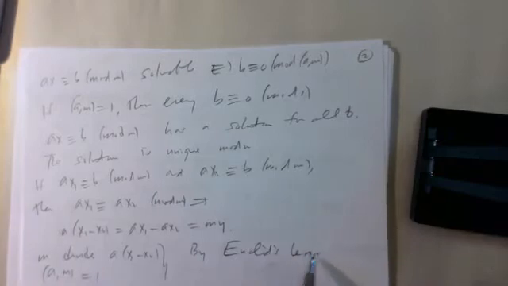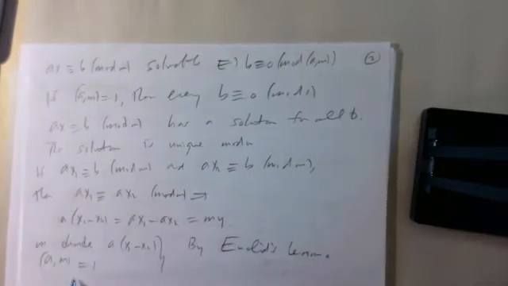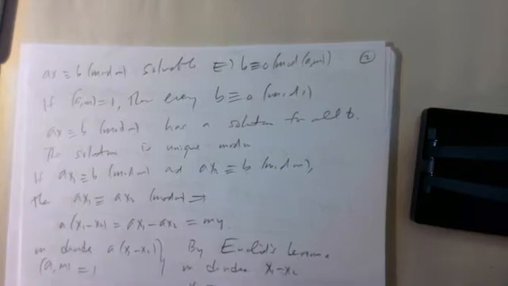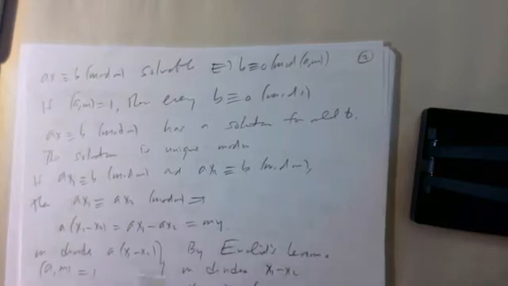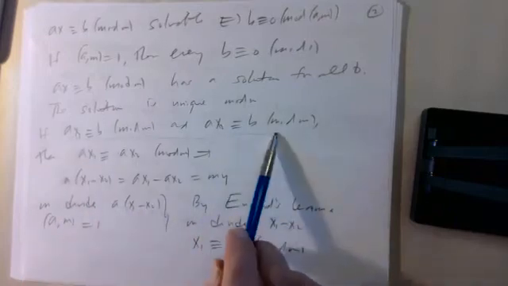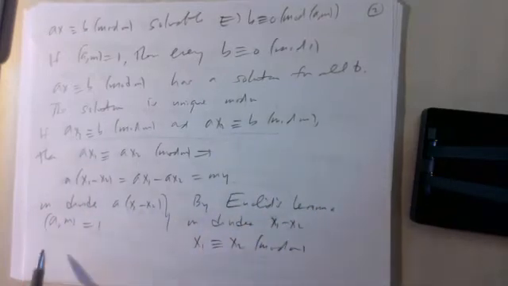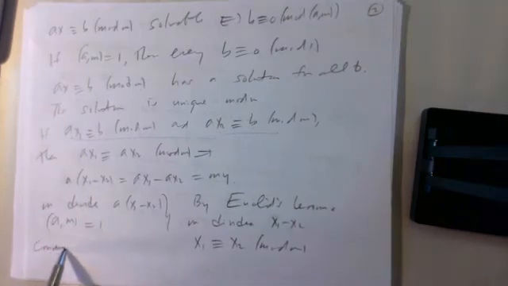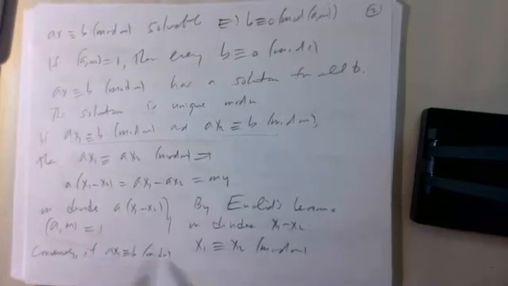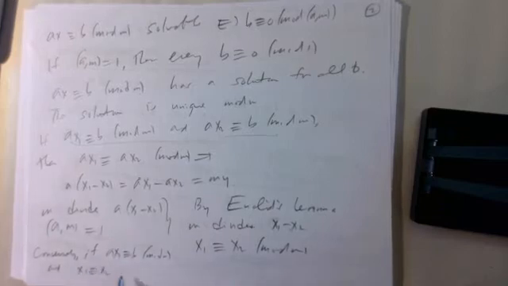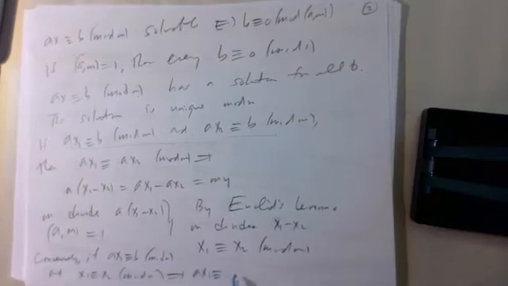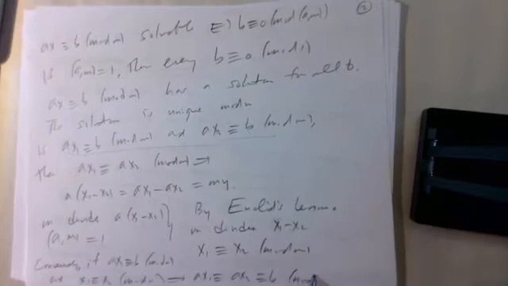So by Euclid's lemma, M divides X1 minus X2, which means X1 is congruent to X2 mod M. So if you have two solutions of this congruence, X1 is congruent to X2 mod M. And conversely, if AX1 is congruent to B mod M, and X1 is congruent to X2 mod M, then AX1 congruent to AX2 is congruent to B mod M.